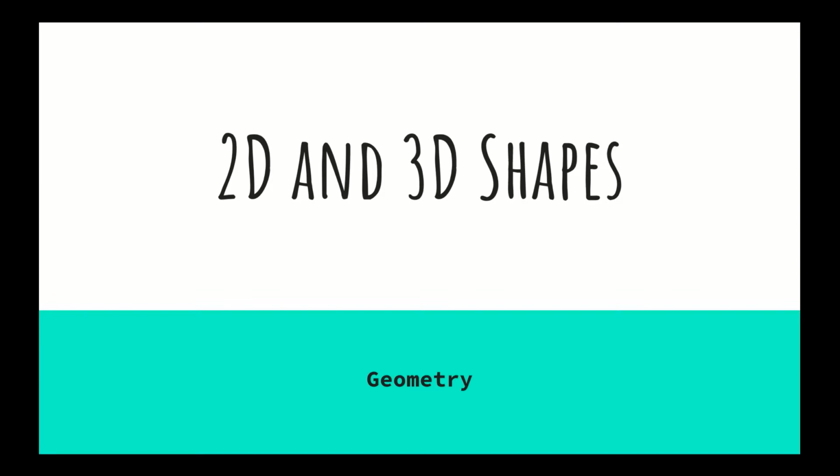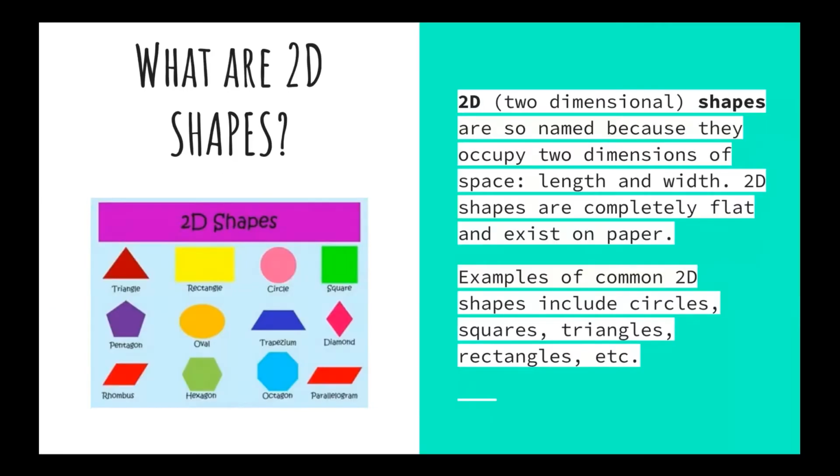Today's lesson is an overview of geometry, and so we're going to go over 2D and 3D shapes. 2D and 3D shapes, of course, are found in our everyday environments. 2D refers to two-dimensional shapes, and they're so named because they occupy two dimensions of space. They occupy length and width. And so when you think of 2D shapes, these are shapes that exist completely on paper.